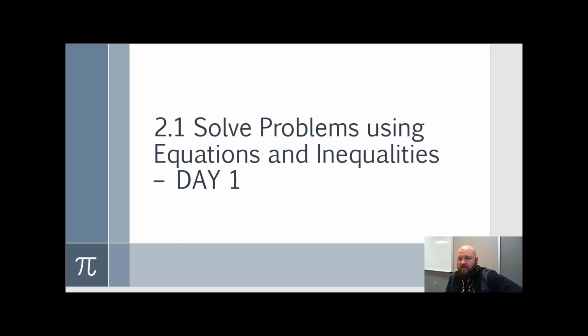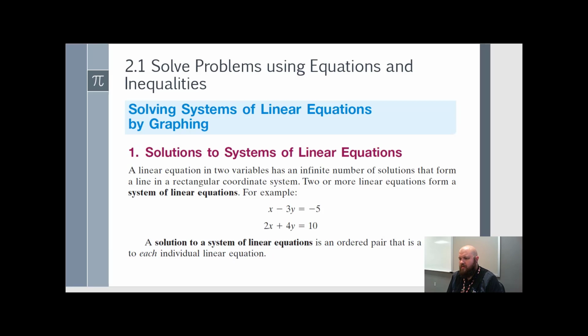Alright, so today we're going to start out with 2.1, solve problems using equations and inequalities. Since day one, we're going to start out with mainly solving problems using equations. So for this, solving systems of linear equations by graphing, solutions to the systems of linear equations.